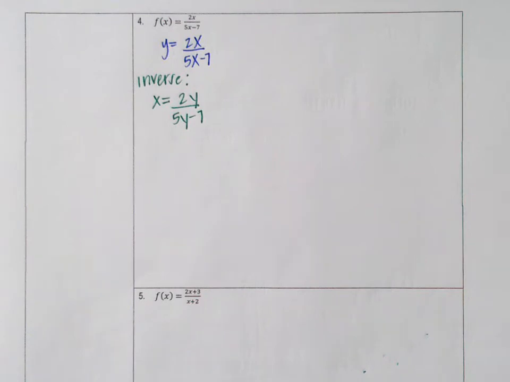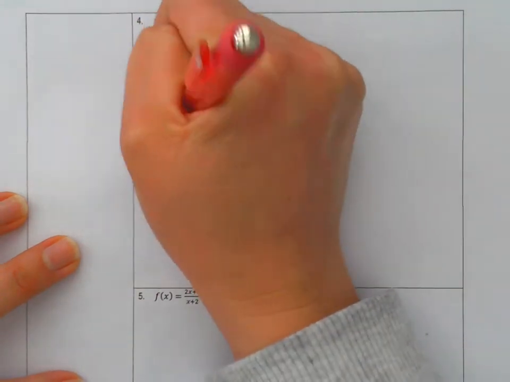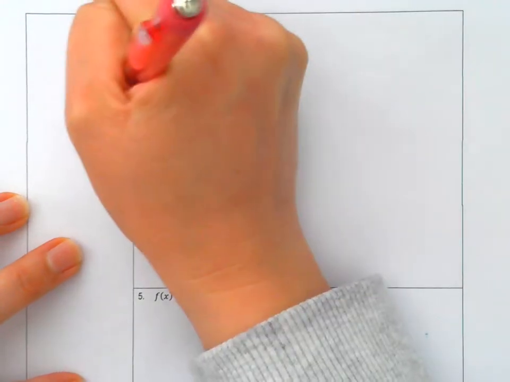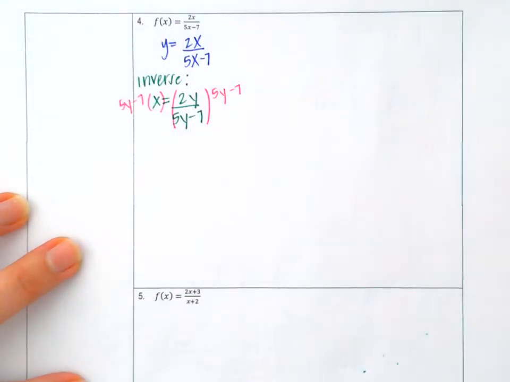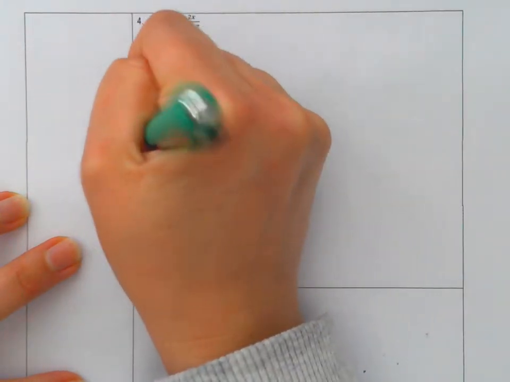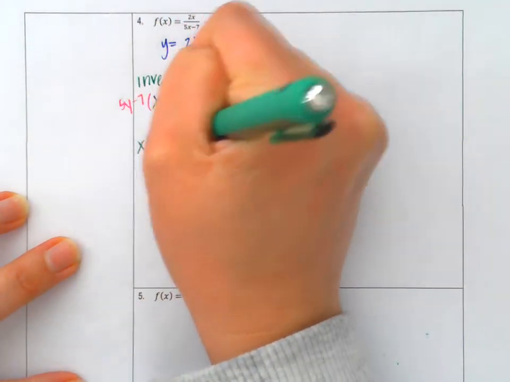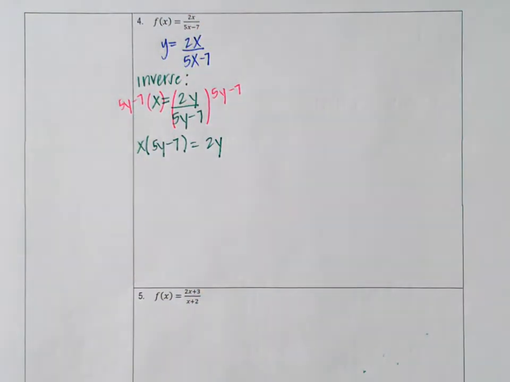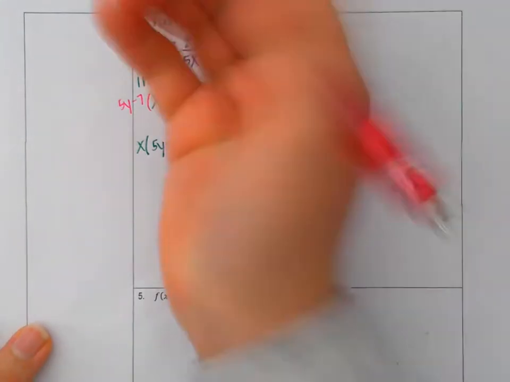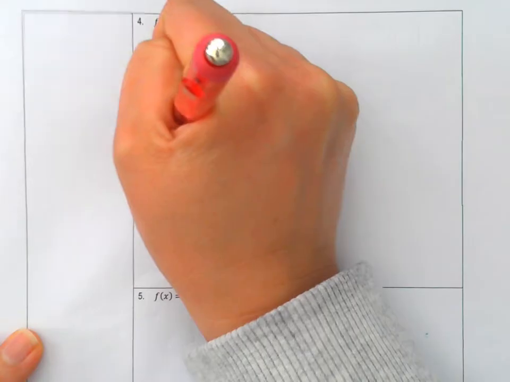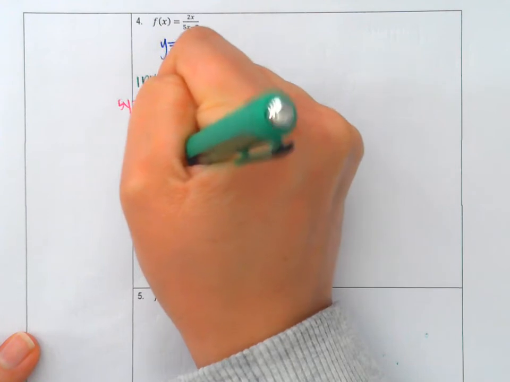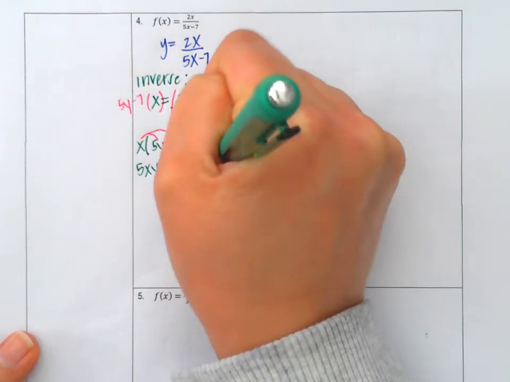So the first thing that we're going to do is get rid of the denominator. And we're going to do that by multiplying both sides by the denominator. So multiply here by 5y minus 7 and here by 5y minus 7. So I get x times 5y minus 7 equals 2y. Okay, so from there, I would distribute. I distribute my x to the 5y, and x to the 7. And I get 5xy minus 7x equals 2y.